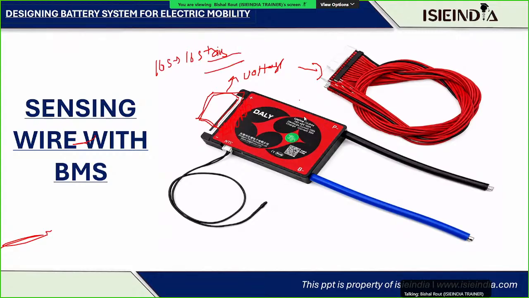Now you might have a question, sir, what is this? This is a temperature sensor. You can see a thermistor over here, right? The thermistor is present over here, and this is the temperature sensing wire, and this is an NTC. NTC stands for negative temperature coefficient. Negative temperature coefficient means if temperature increases, resistance decreases. That is why it is called NTC.